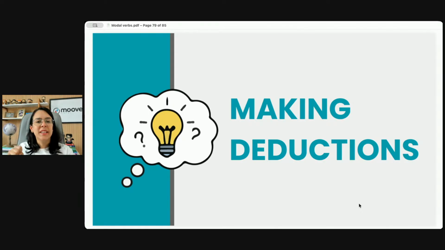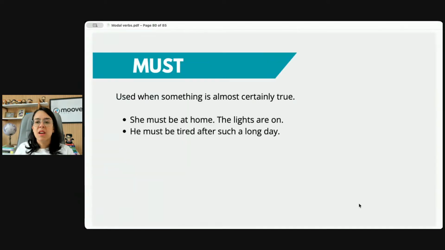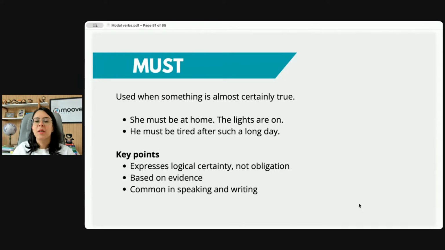So making deductions. Let's talk about making deductions. To make deductions when we believe something is true, we use must. So she must be at home. The lights are on. I have some kind of evidence. She must be tired after such a long day. Imagine, she lost a relative. She went to a funeral. She had problems at work, poor little thing. He must be tired. He, in fact, or she, whatever.